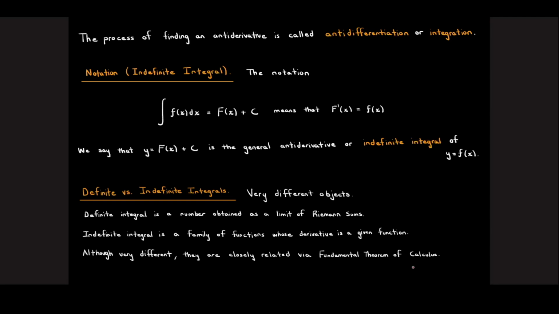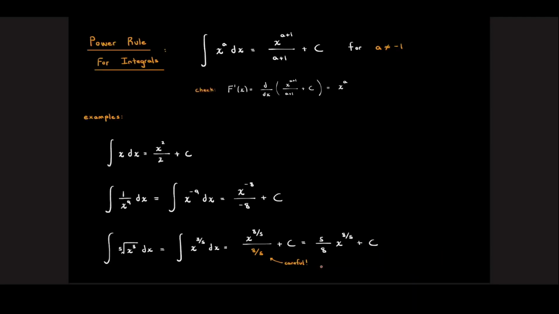So now you might be wondering, how can we use such similar notation to represent these two very different objects? Isn't that kind of confusing? Well, it turns out that there's a very nice relationship between these two very different objects, and it's going to be given by something called the fundamental theorem of calculus that we will take a look at in future lessons. Next, let's work on some antiderivative formulas, some integral formulas.